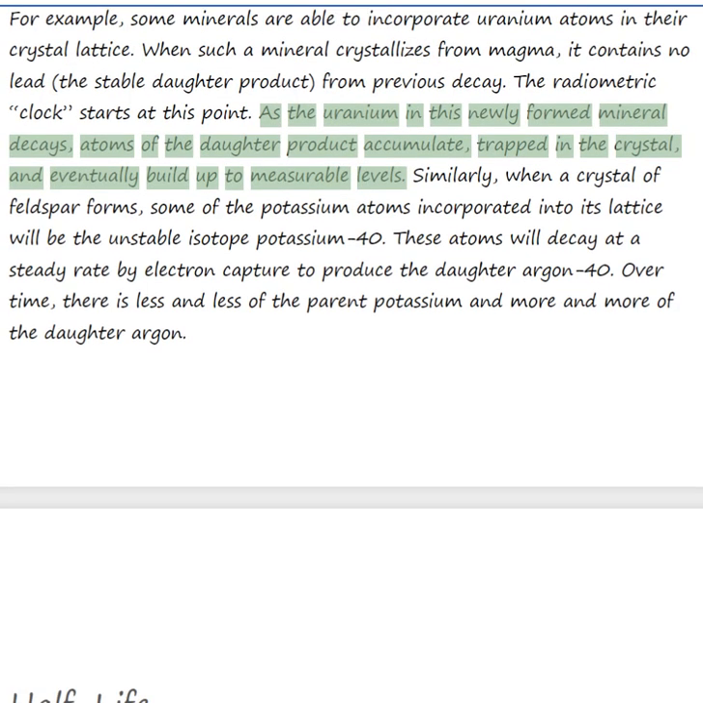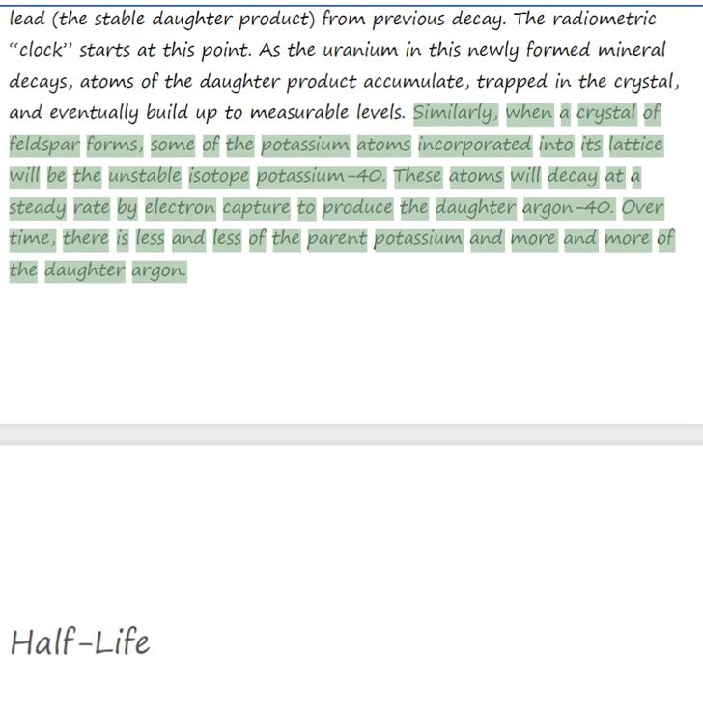As the uranium in this newly formed mineral decays, atoms of the daughter product accumulate, trapped in the crystal, and eventually build up to measurable levels. Similarly, when a crystal of feldspar forms, some of the potassium atoms incorporated into its lattice will be the unstable isotope potassium-40. These atoms will decay at a steady rate by electron capture to produce the daughter argon-40. Over time, there is less and less of the parent potassium and more of the daughter argon.